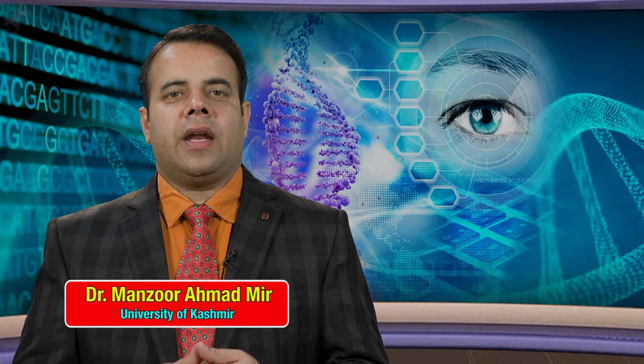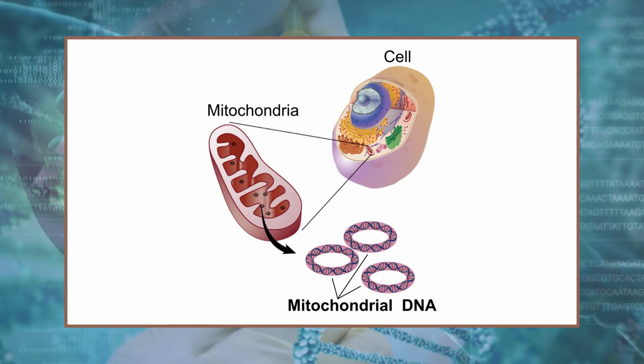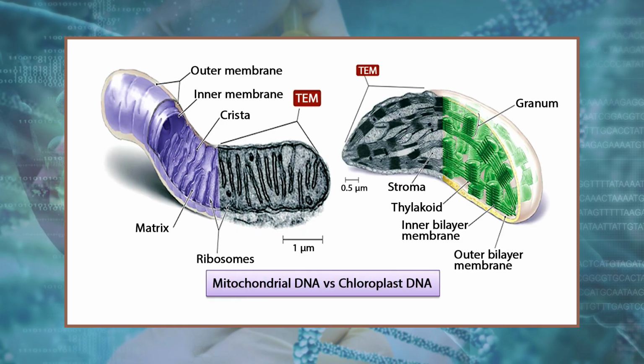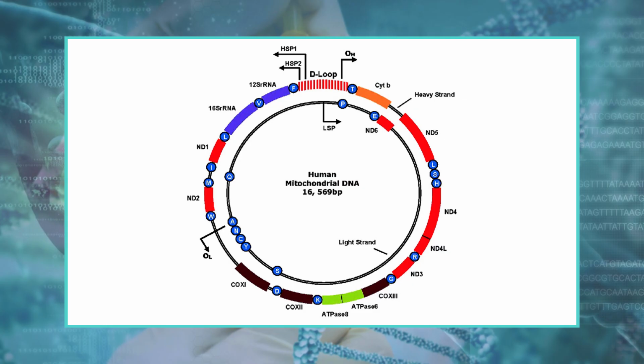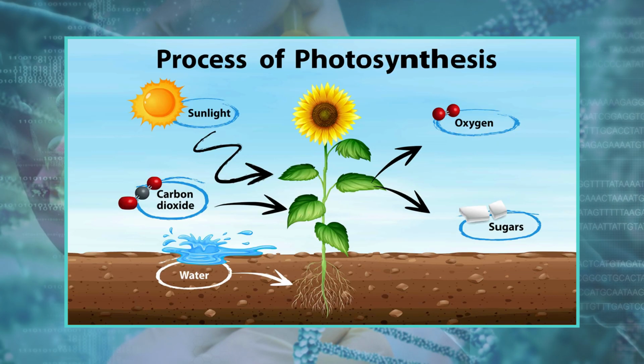Nearly every cell in a person's body has the same DNA. Most DNA is located in the cell nucleus, where it is called nuclear DNA. But a small amount of DNA can also be found in the mitochondria, where it is called mitochondrial DNA, or in the chloroplast, where it is called plastid DNA. It is inherited from the mother to the child. In humans, there are approximately 16,000 base pairs of mitochondrial DNA. Similarly, plastids have their own DNA and they play an essential role in the process of photosynthesis.